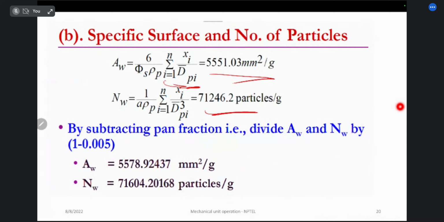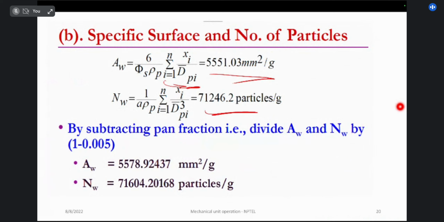This a is a constant which we use whenever we calculate the number of particles on the basis of surface area. So this is a constant based on the surface area. Now everything is given in the equation.